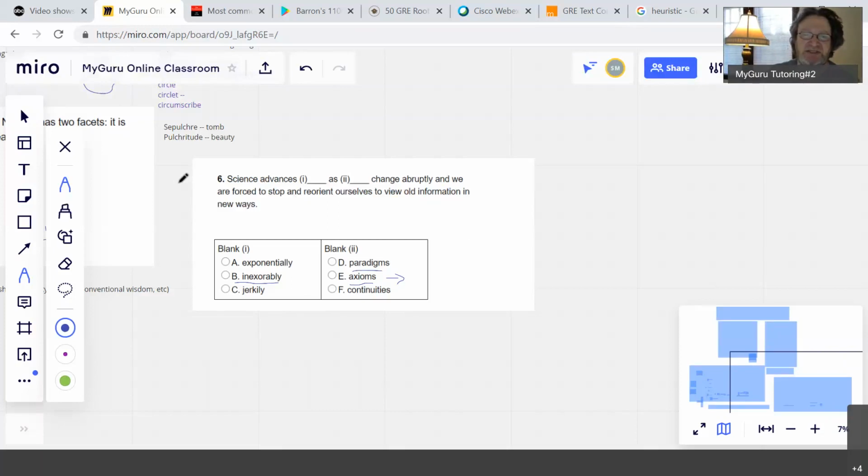The science advances in some way as paradigms change abruptly. Okay, as worldviews change abruptly, and we're forced to kind of reevaluate things. Paradigms used to work pretty well in there. And now for the first blank, you're going to want something that is captured by this whole idea of stopping and starting, abrupt changes, back and forth. There you go, jerkily. C and D.